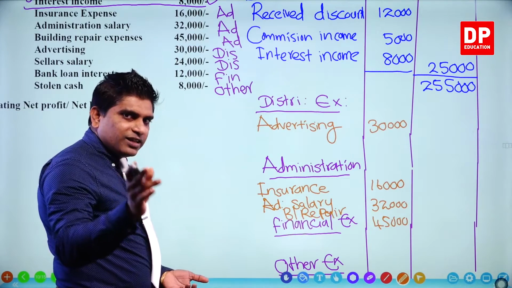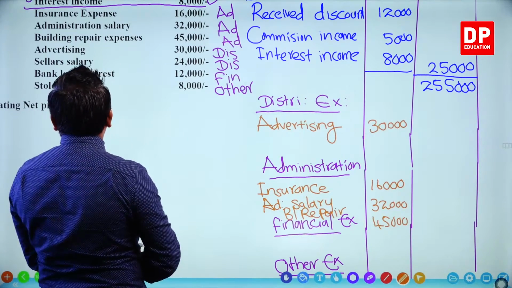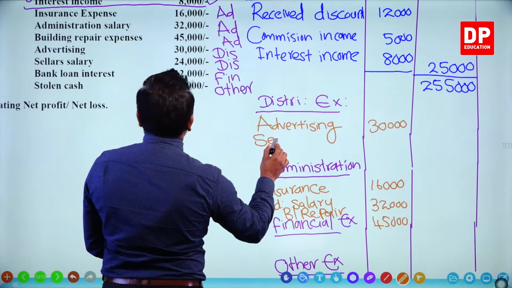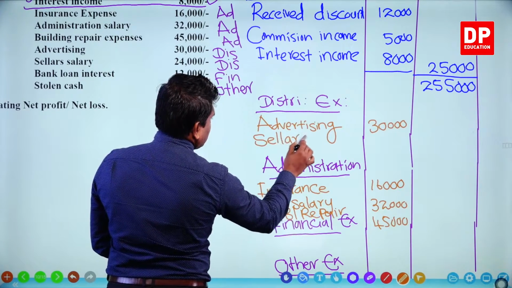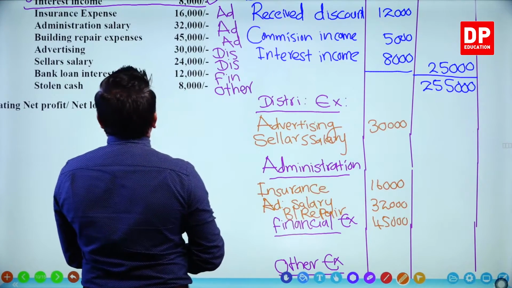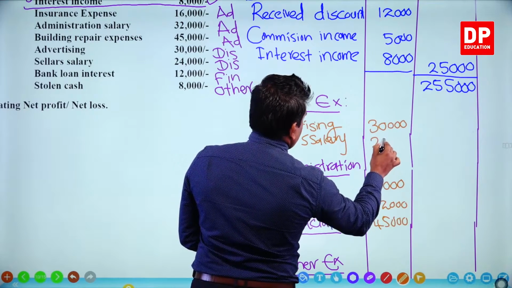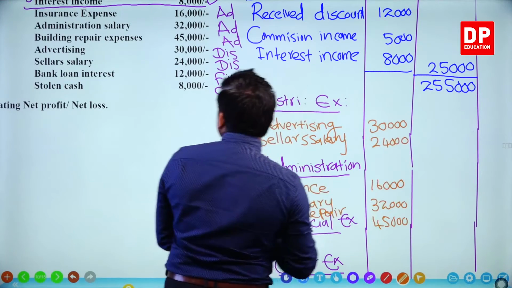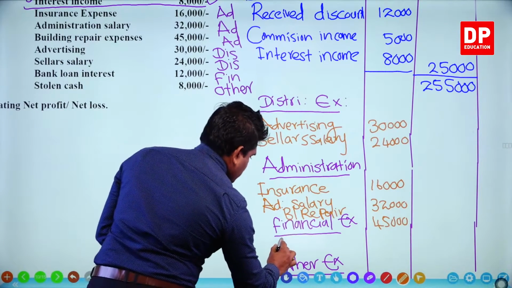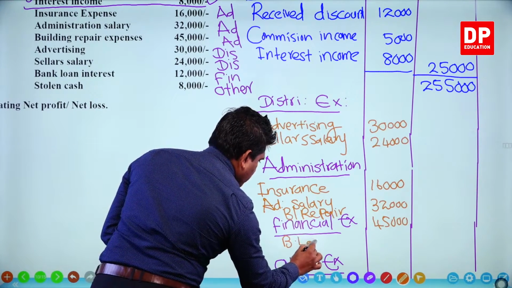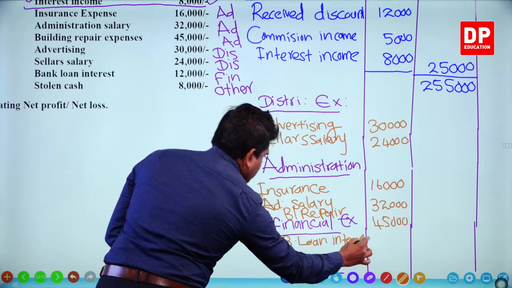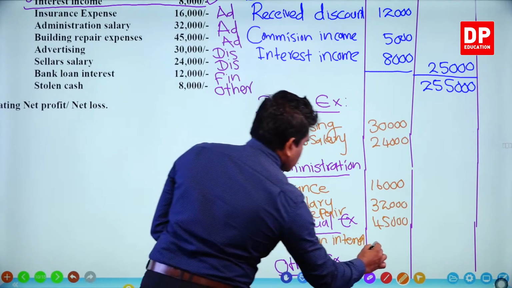You have to do with me, right? Now, seller's salary. How much? 24,000. It comes under the distributing, right? Next one, bank loan interest 12,000 financial. Bank loan interest 12,000.